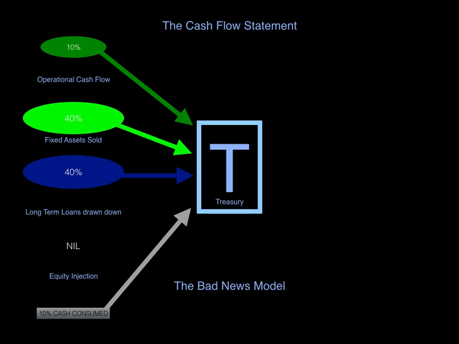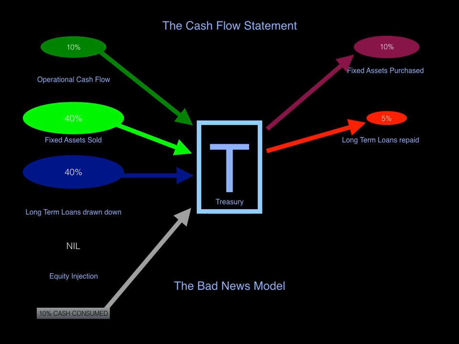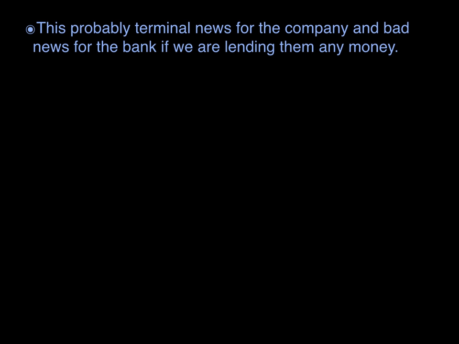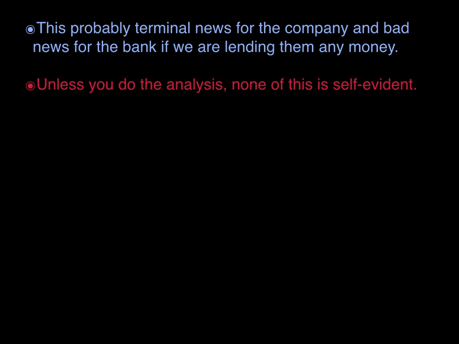These funds go into the treasury and then are distributed as a very mean 10% for the purchase of fixed assets, tiny amounts for the repayment of long-term loans and tax, and then a whopping 80% on dividends. This is probably terminal news for the company and bad news for the bank if we're lending them money. Unless you do the analysis, none of this is self-evident.